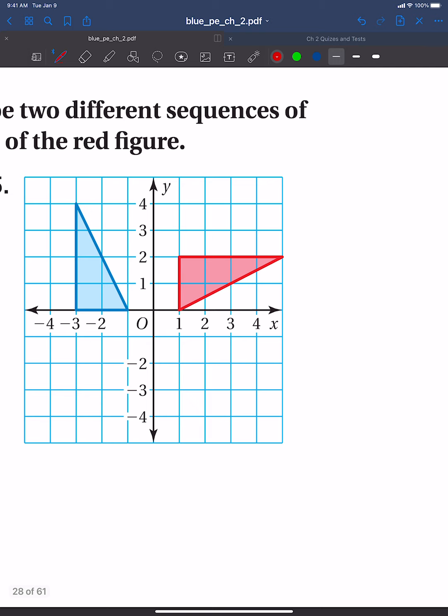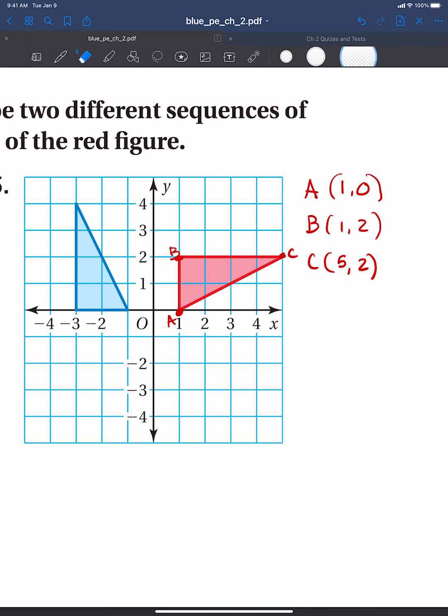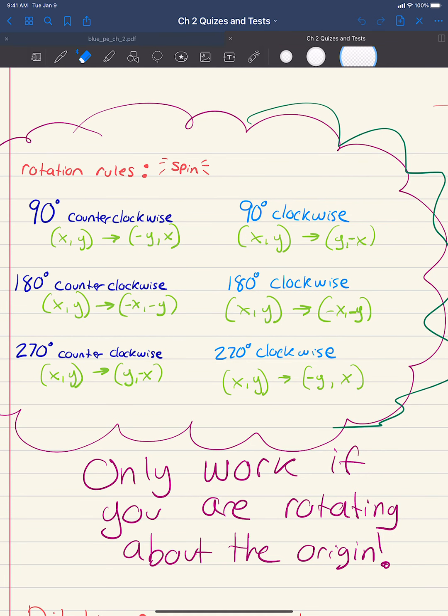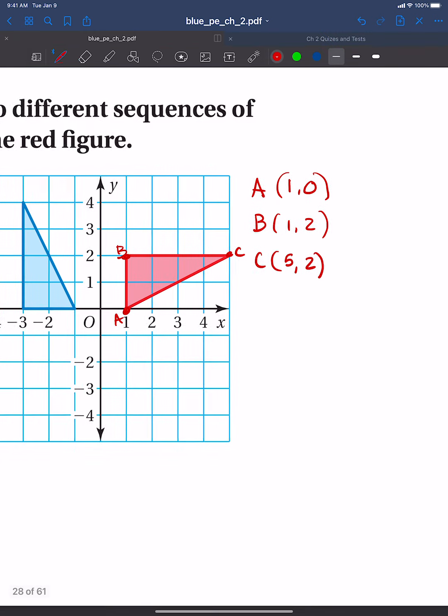So remember, the first thing I did is I labeled all these points. Say this is A, B, and C. Then I listed the coordinates. So we've got A, B, and C. A is 1, 0. B is 1, 2. And C is 5, 2. Okay, so going back to my notes, I want to go counterclockwise, 90 degrees. The Y turns to its opposite, and then they swap places. So let's go back over here.